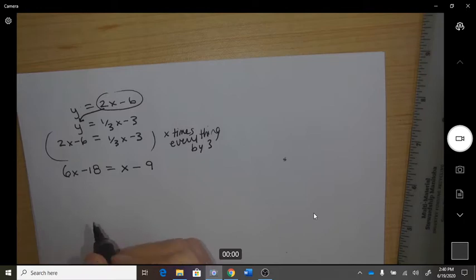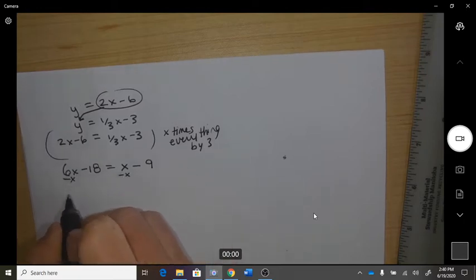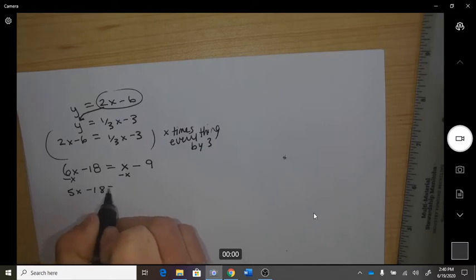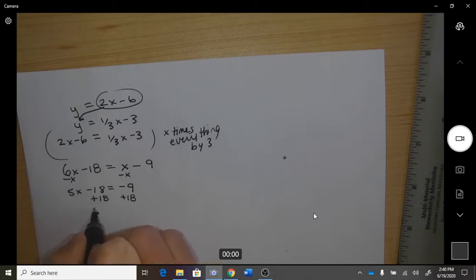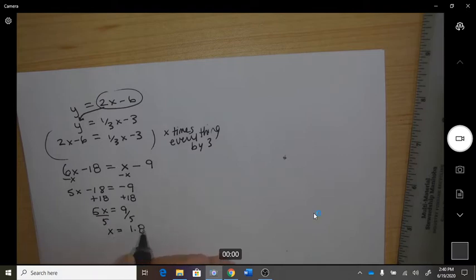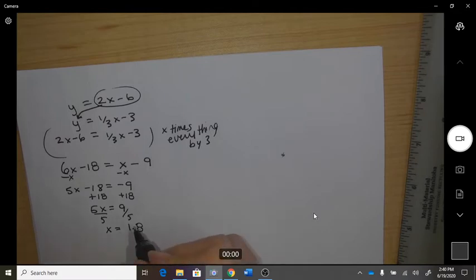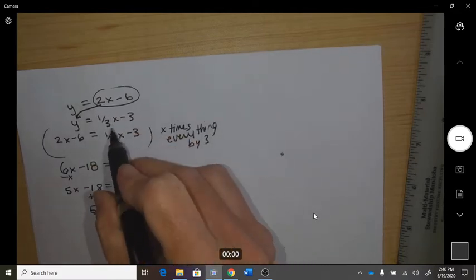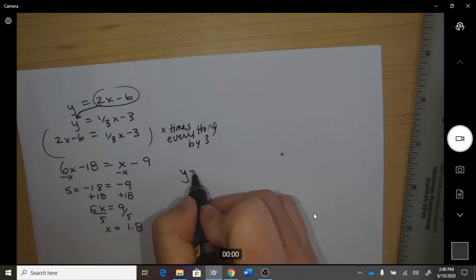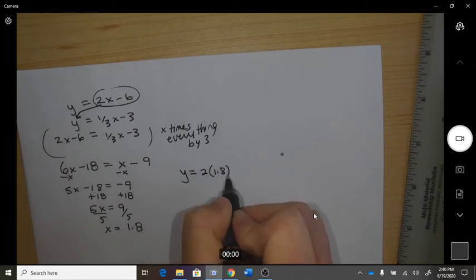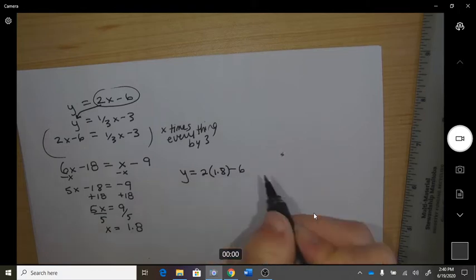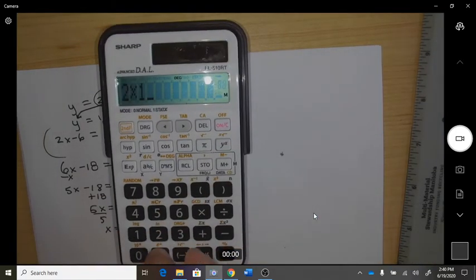Okay, now I'm collecting my x's, so I'm going to minus x. Then I'm going to add 18 and then divide by 5. So that's 1.8. Now I'm going to go back into this one, or this one, but this one's easier math. Y equals 2 times x can be replaced. Minus 6. 2 times 1.8 minus 6 equals negative 2.4.